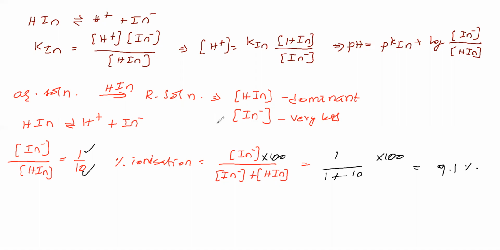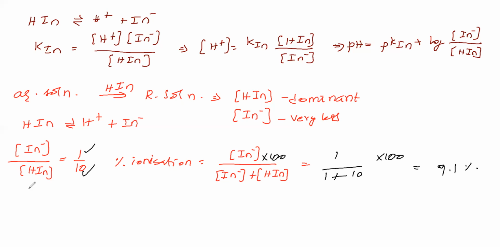It is present almost 9% at equilibrium. Therefore, this concentration is very less. We can say this concentration is very less. Therefore, we can say it is dominant, meaning the resultant solution will exhibit this color, isn't it?